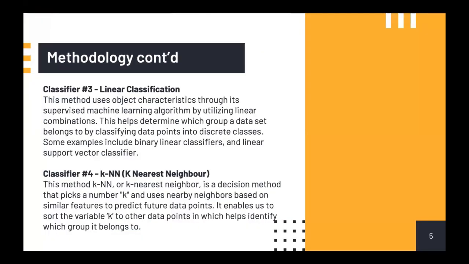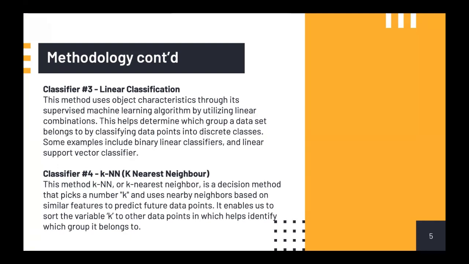Now I'll move on to the next classifiers. Classifier number 3 is the linear classification. This method employs a supervised machine learning algorithm using linear combinations of object characteristics. It's like looking at different traits of an object to determine which group it belongs to. The goal is to classify data points into distinct classes. Examples of this would include binary linear classifiers and linear support vector classifiers.